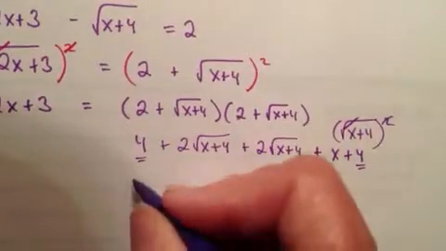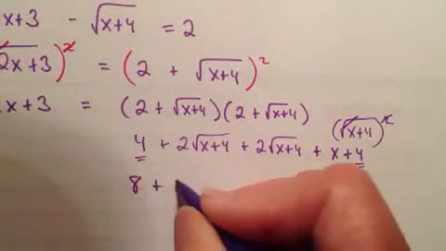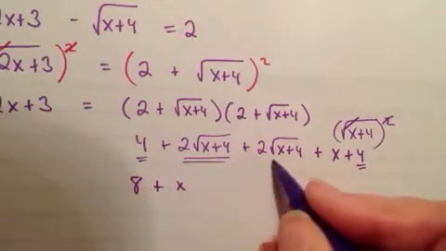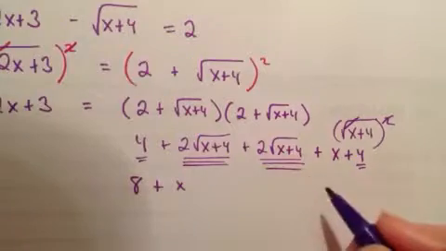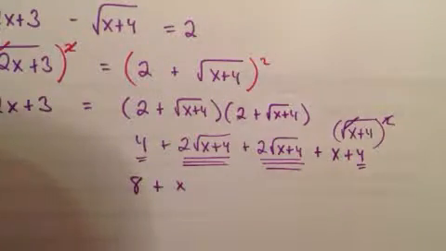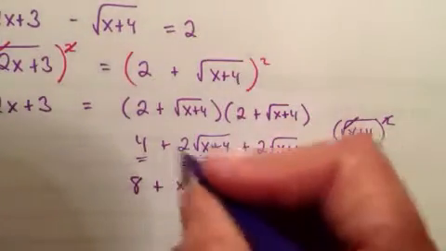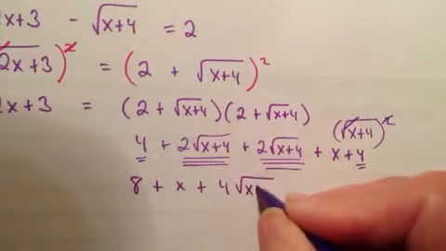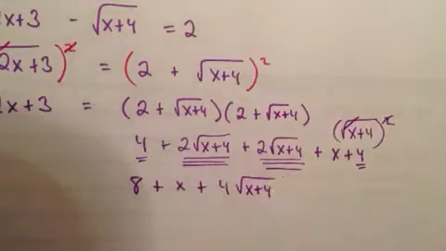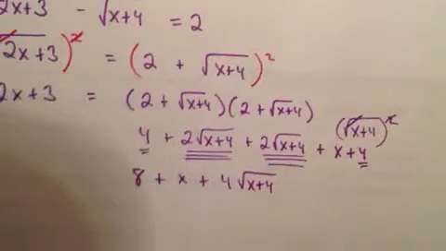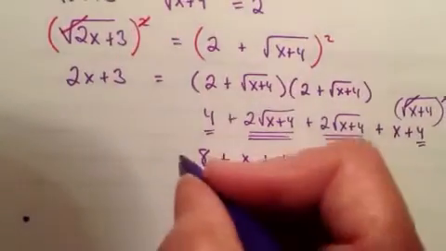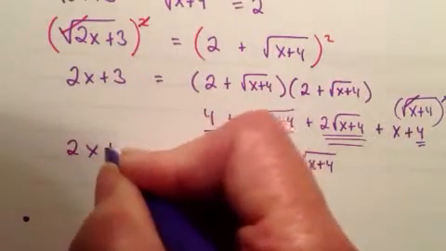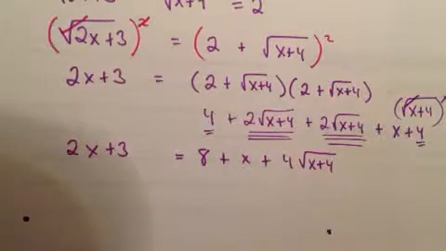I've got two 4's over here, so I have 8. I have an x. And what is 2 square roots of x plus 4 and another 2 square roots of x plus 4? So I have 2 of something and 2 of something else. I have 4 square roots of x plus 4, because 2 and 2 is 4. Okay, so that's the right side. The left side didn't change, so let's just bring that down. I'm sorry, the right side didn't change.